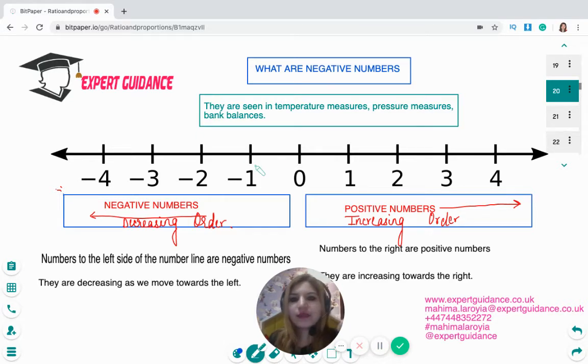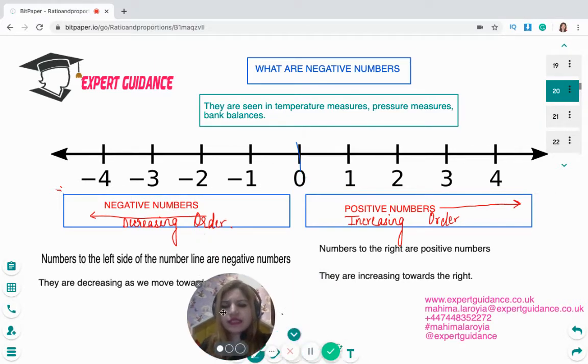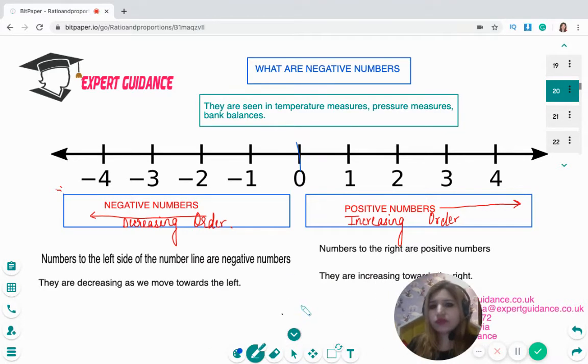Now, negative numbers on the number line are the numbers which are to the left side of the zero. Where do we see negative numbers in our daily lives? We see temperature. Temperature drops to negative. At times, the pressure measures are also negative, or bank balances or debt, they also turn out to be negative. Now, the thing about the negative numbers is, as the negative numbers go away from the zero on the number line, they become smaller. So towards the left, the numbers are decreasing.